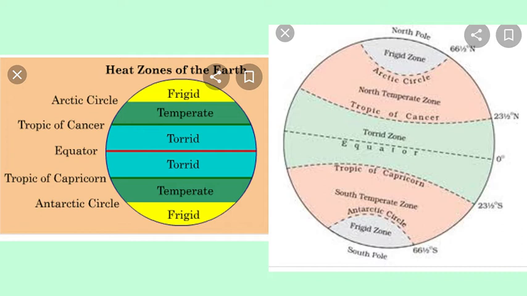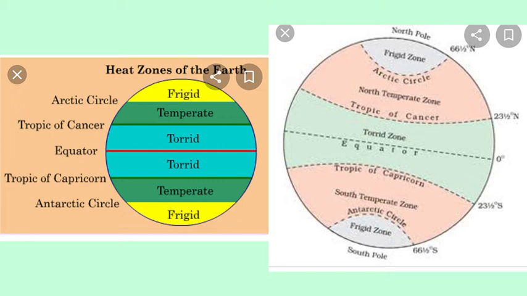Second point is temperate zone. The belts between the Tropic of Cancer and the Arctic Circle, and that between the Tropic of Capricorn and the Antarctic Circle. Okay, here the belts between the Tropic of Cancer and the Arctic Circle, not only the Tropic of Cancer but it also includes the Arctic Circle on the one hand, and on the other hand the Tropic of Capricorn, it also includes the Antarctic Circle, are known as the temperate zones.